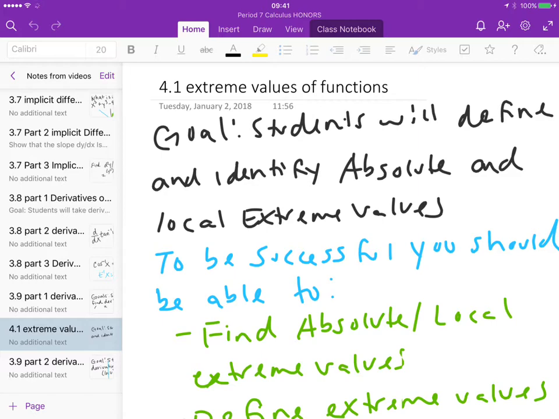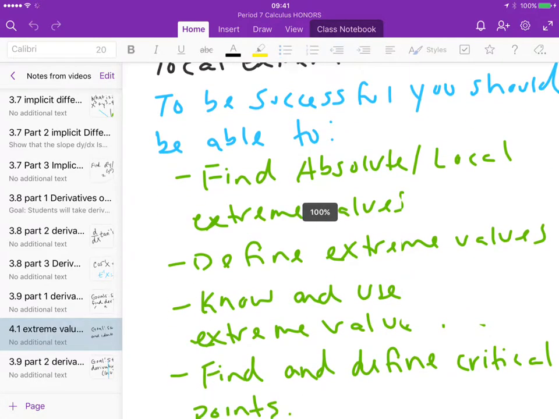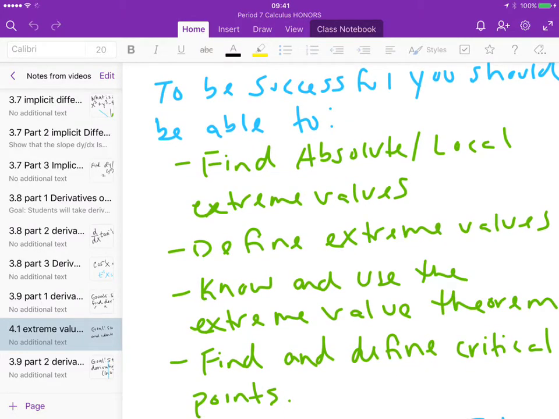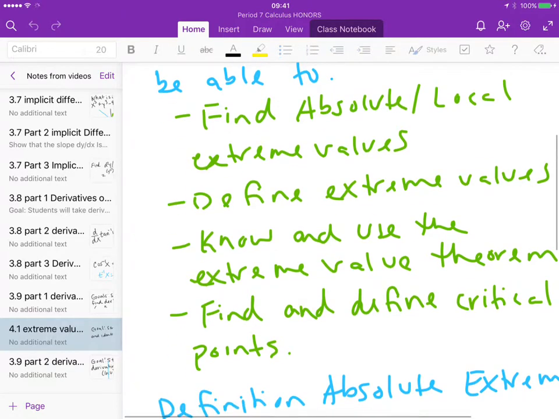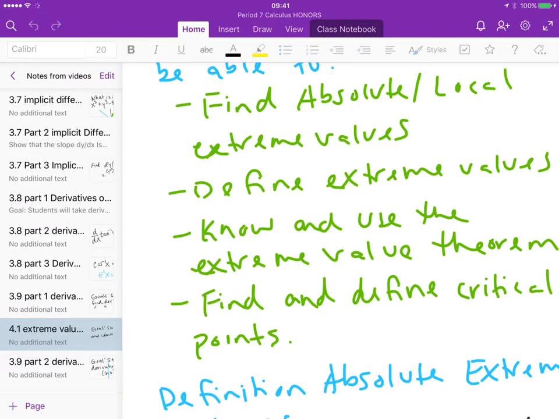So I've listed out here some success criteria for us. This is what I believe, when all is said and done, you should be able to do to be successful with our goal: find absolute and local extreme values. Can you define what extreme values are? Can you use them in regards to the extreme value theorem? And then find and define critical points as well. As we go through some examples over the next few videos, that's what we're going to look into, how to find these and check off some of these success criteria.